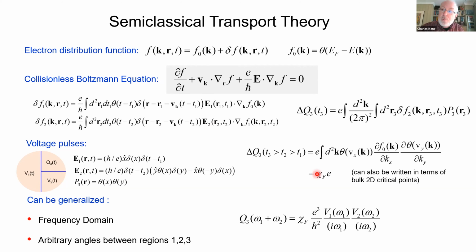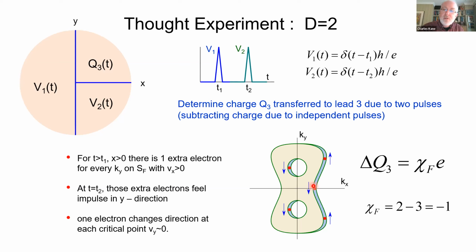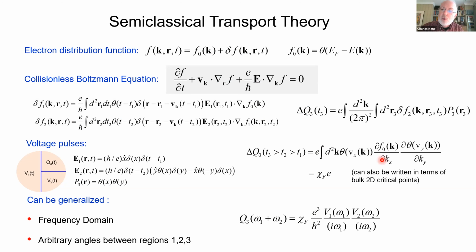when you do the integrals, you end up with an expression like this. And this expression captures exactly the picture that I drew that counted these critical points. This part localizes you on the right side of the Fermi surface, and then this picks out the critical points where the electrons change direction in the y direction.